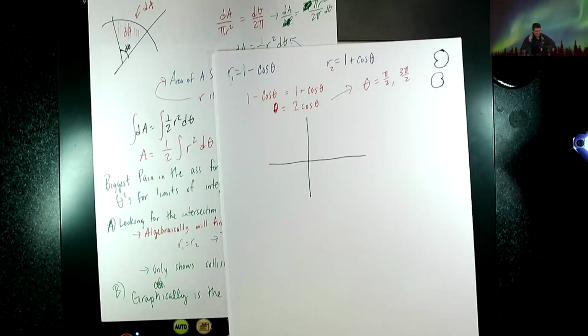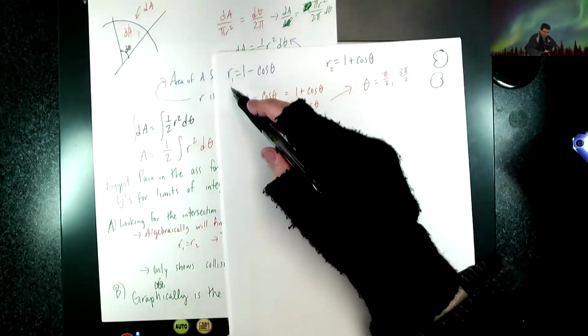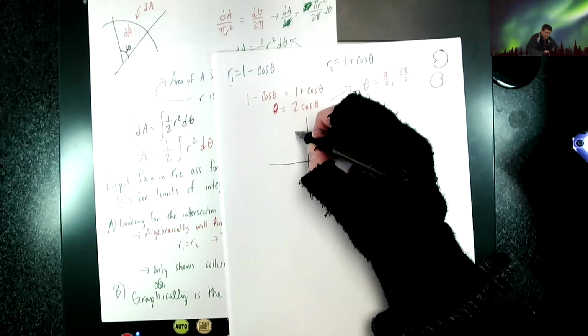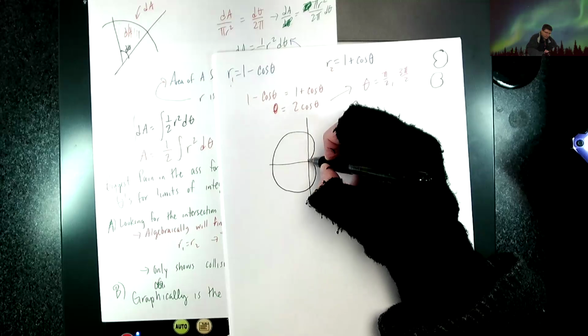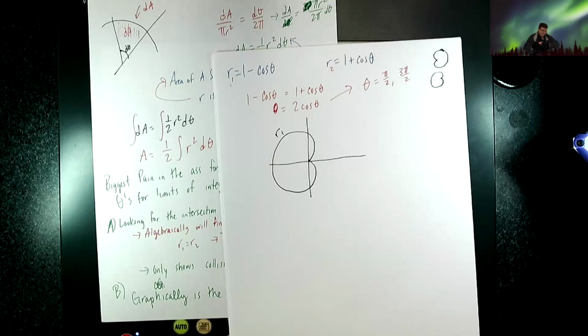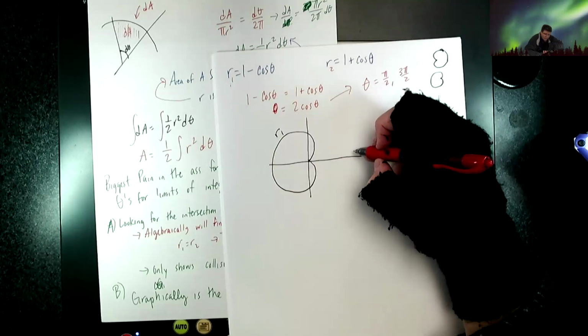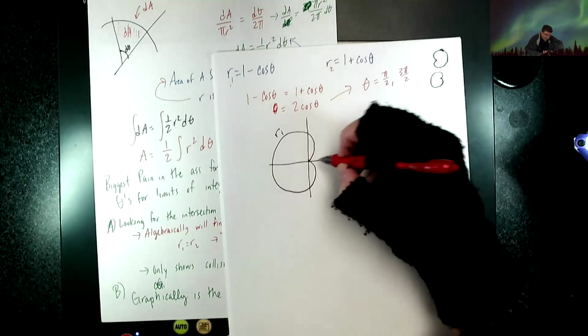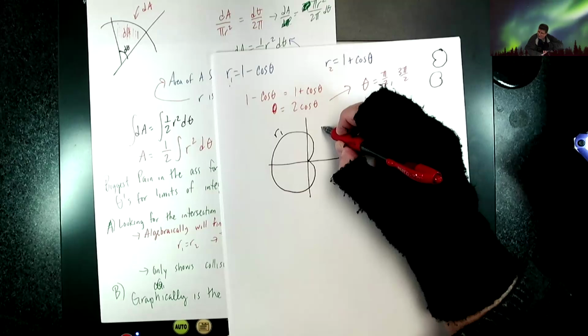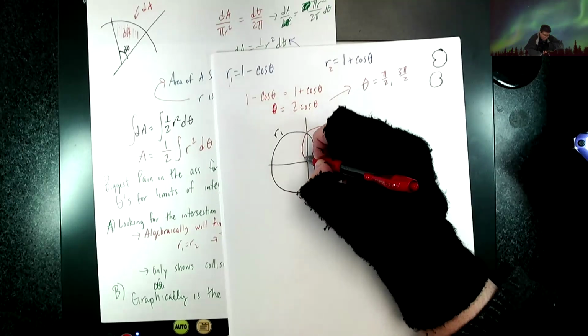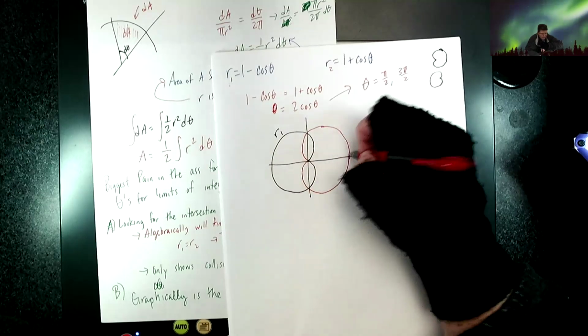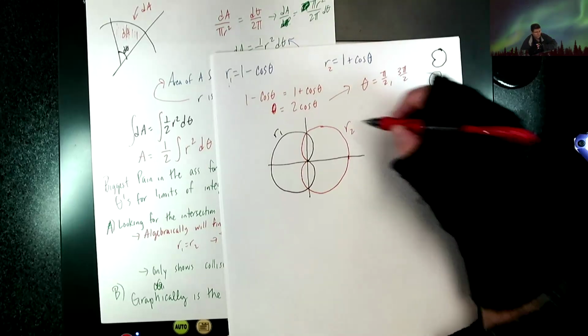R1 would be 1 minus 1, which is 0. So R1 is doing this. That's my R1 curve. And my R2 curve, when I plug in theta equals 0, I get positive 2. So it's out here, and this is the one that goes like this. And they actually intersect right there. Those should be the same size, but I didn't draw them very well. That's the R2 curve.